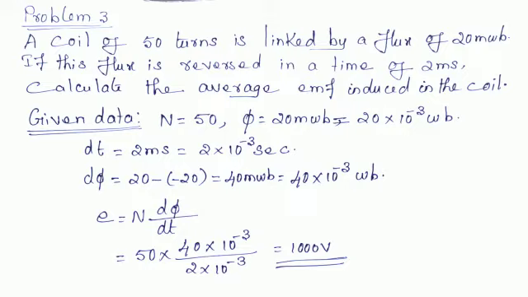Change in flux is 20 minus of minus 20. In the first half cycle the magnetic flux varies sinusoidally. In the first half cycle it is 20, and after 2 millisecond it is reversed to minus 20. So 20 minus of minus 20 is 40 milliweber, that is equal to 40 into 10 power minus 3 Weber. The formula to calculate the average EMF induced is E is equal to N dφ by dt. Substituting the values, we get 1000 volt.